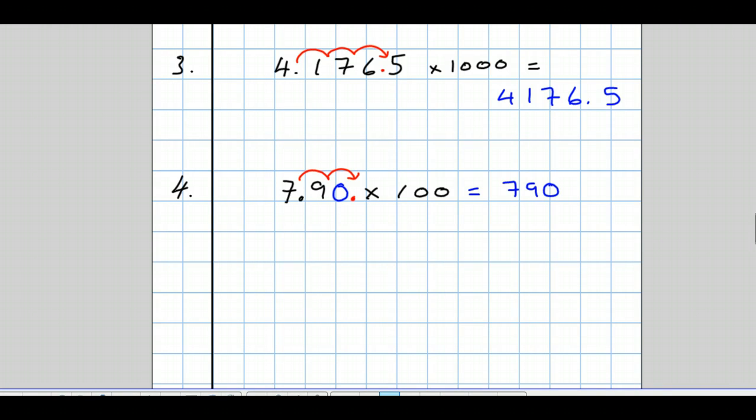The decimal point should have ended here, so in our answer it would go there, but if you remember from the earlier video, we don't bother with the decimal point when there's nothing afterwards. So the answer is 790.